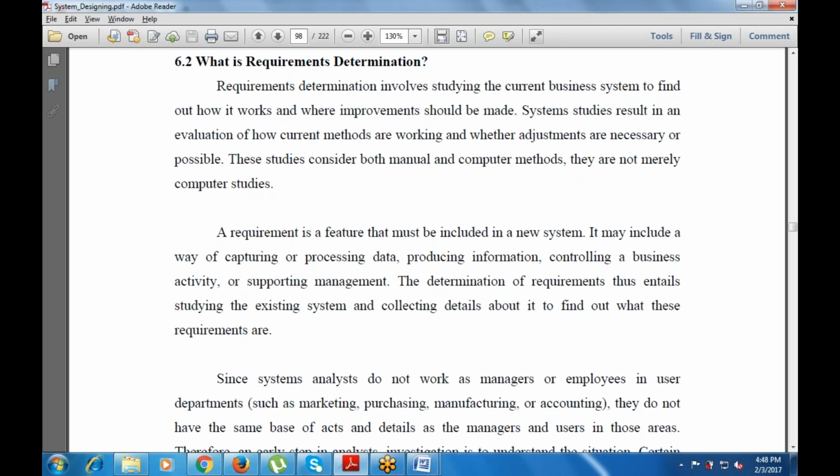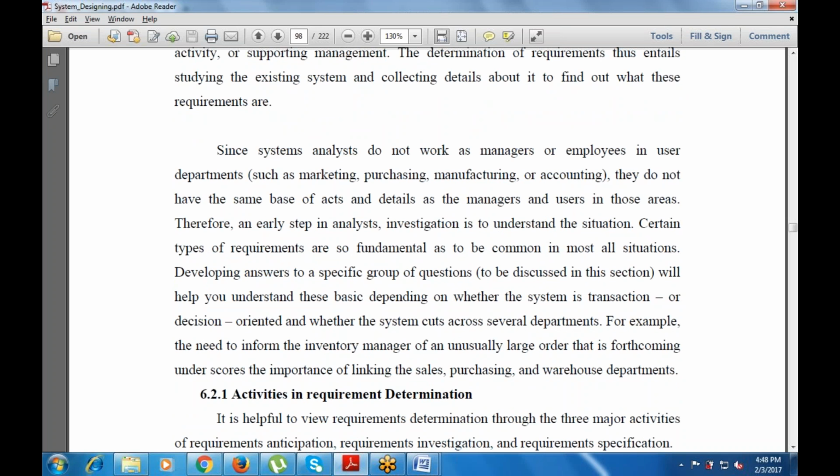So a requirement is a feature that must be included in a new system, and it may include a variety of things, such as capturing or processing data, producing information, controlling activities, supporting the business or supporting the management. The determination of the requirement therefore entails studying the existing system that is available, and how we can collect the details so that the requirements can be processed. It's the responsibility of the system analyst to work with the managers and employees in the user departments, such as marketing, purchasing, manufacturing, and accounting.